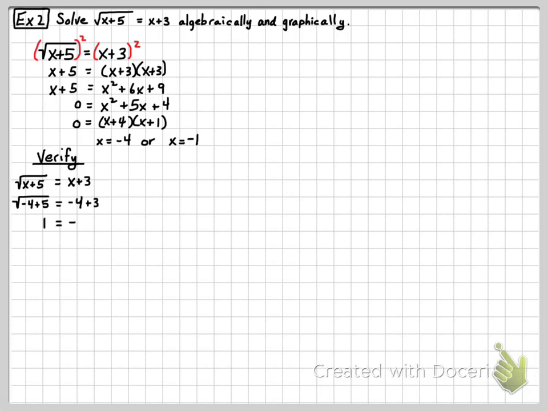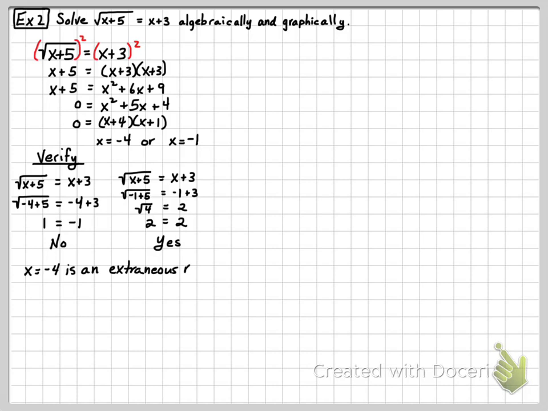On the left side, we're going to get the square root of 1, which is 1. And on the right side, we're going to get negative 1. So, no, that won't work. If we try it again with negative 1, you're going to find that the square root of negative 1 plus 5 has got to be negative 1 plus 3, or 2, which means that 2 will equal 2, so yes, that one does work. So there's only one solution. X equals negative 4 is what we call an extraneous root. X equals negative 1 is the only root for this equation.